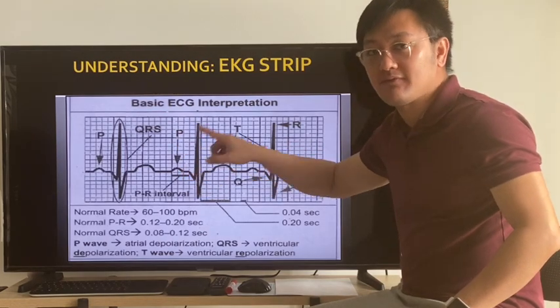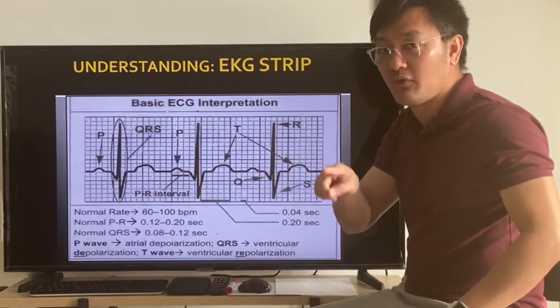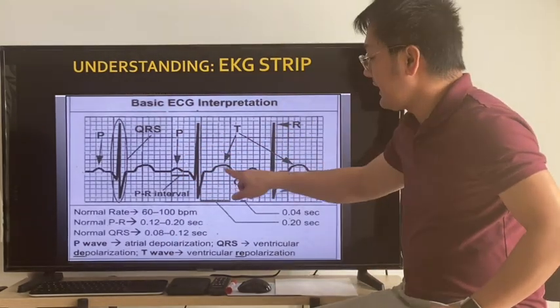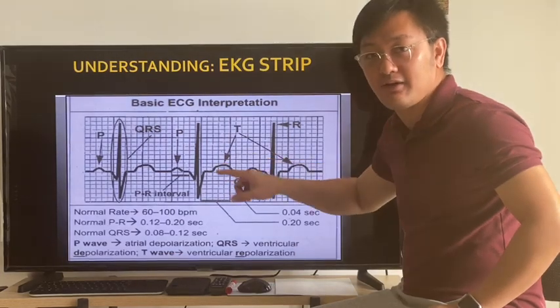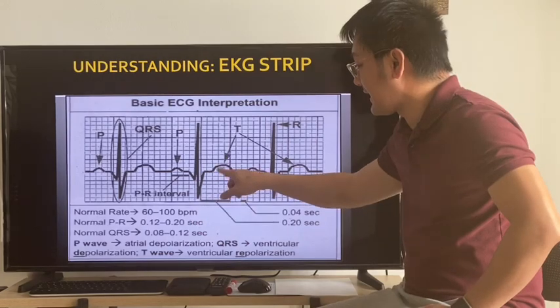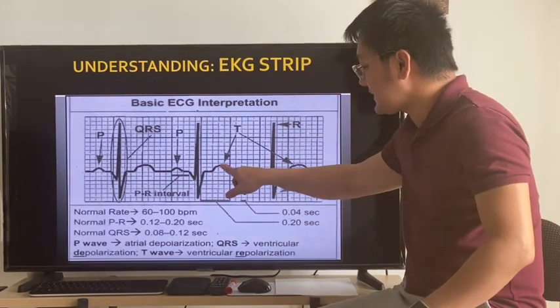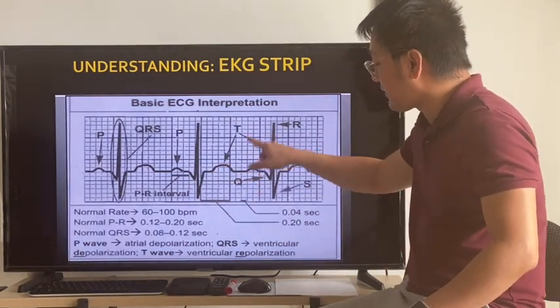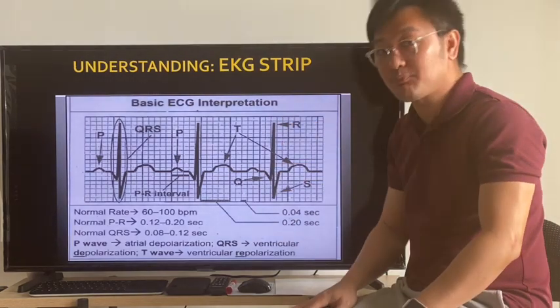Again, one P wave in every QRS, and the P wave can be seen before the QRS complex. And one T wave in every QRS, and the T wave can be seen after the QRS complex. And after the T wave is another key, a new heartbeat preceded by your P wave.